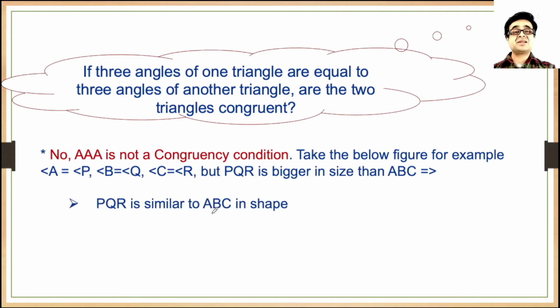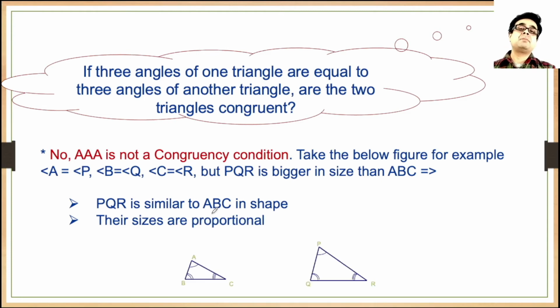They will not be. They are similar in shape, their sizes are proportional, but they may not be exactly duplicates. And here are the two examples. As you can see, the angles are equal, but one triangle is actually bigger than the other triangle. So their areas and perimeters and sides are all going to be proportional in some way, and we'll talk about similar triangles. However, they will not be congruent. So AAA is not a congruency condition.